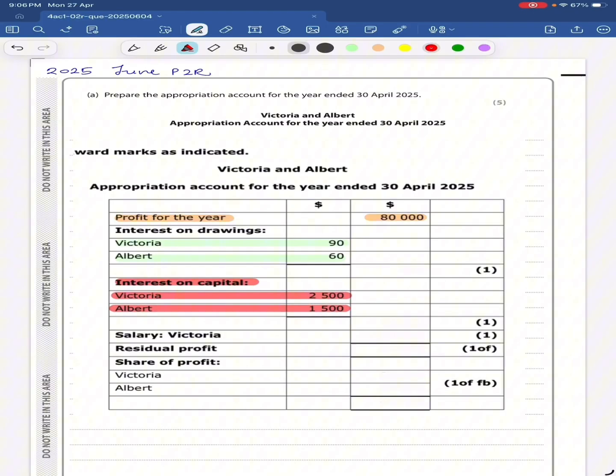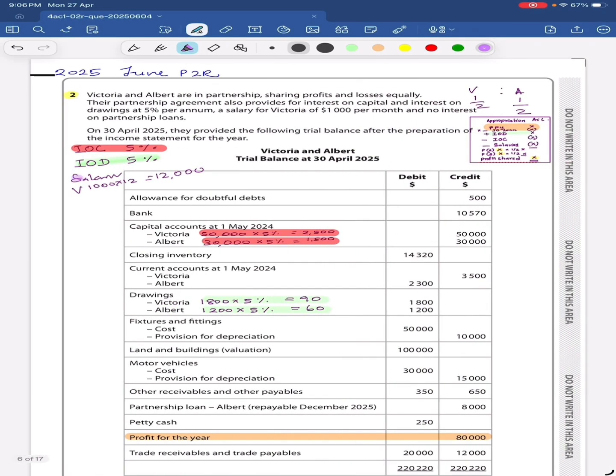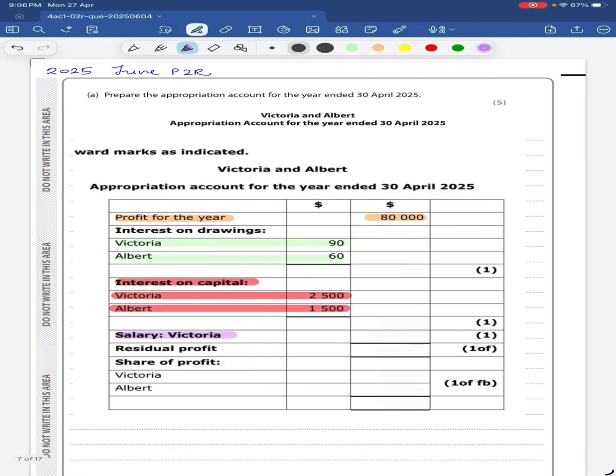Now the next is to identify the salaries. So in this case, the salary was only for Victoria, which is 12,000. We had already calculated this. Now let's plug in these figures to the format to find the salaries for Victoria.